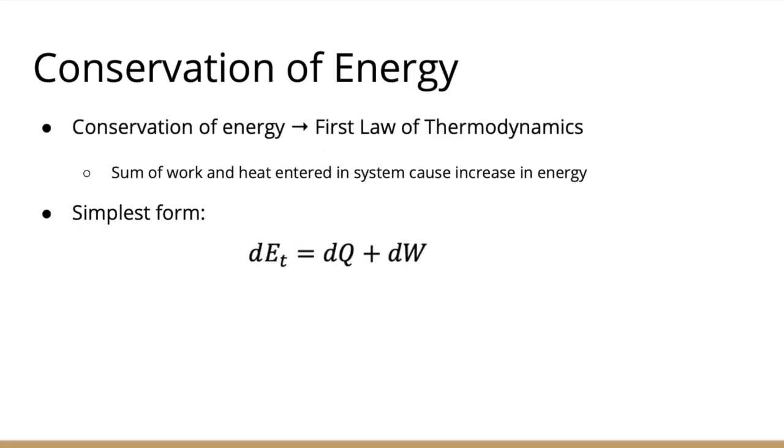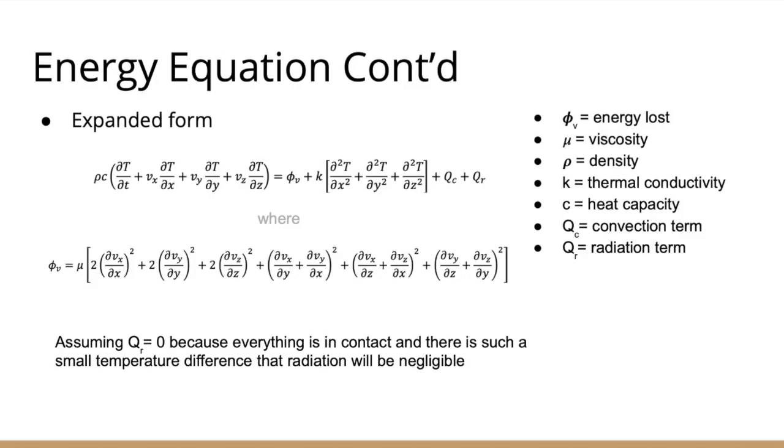The last of the Navier-Stokes equations is for the conservation of energy, also known as the first law of thermodynamics. The simple form of the energy equation shows that the change in energy is equal to the sum of work and heat entered into the system. The expanded form of the equation is a complex partial differential equation. This equation consists of three main sections.